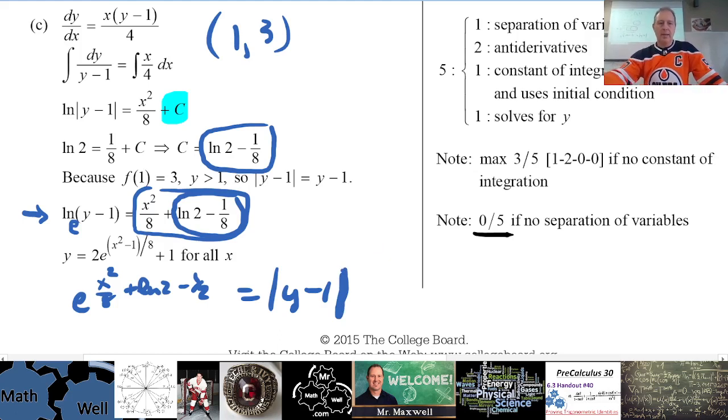As far as the absolute value goes, you're going to have to test to see whether this should be positive or negative at some point here. Because we have 1, 3, so if 1 goes in for x here, would this be a negative 2 or a positive 2? You could deal with the absolute value signs there right away, or even before this step.